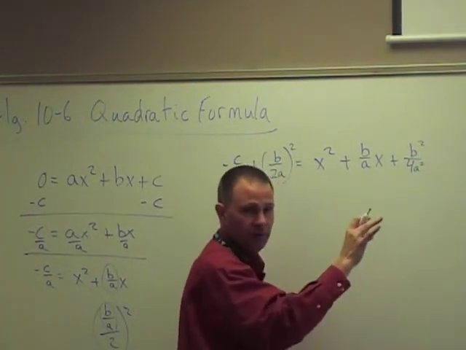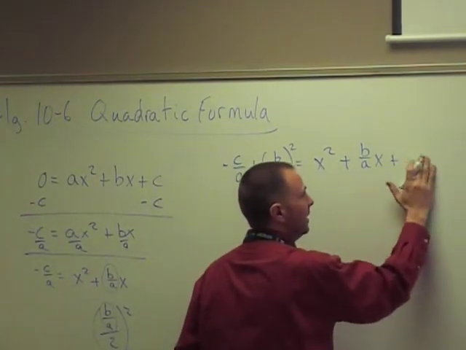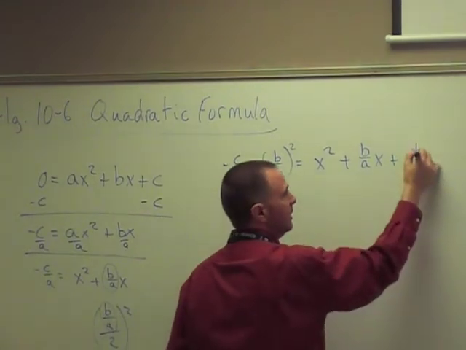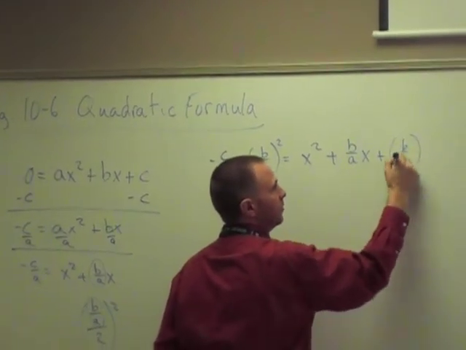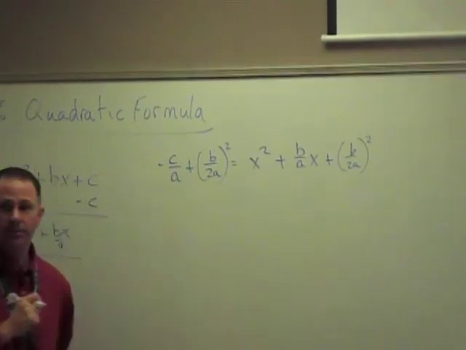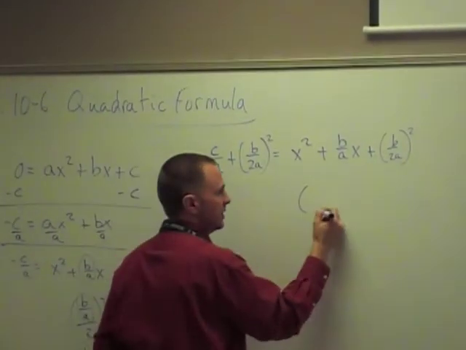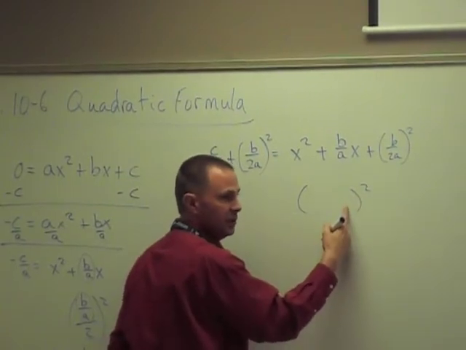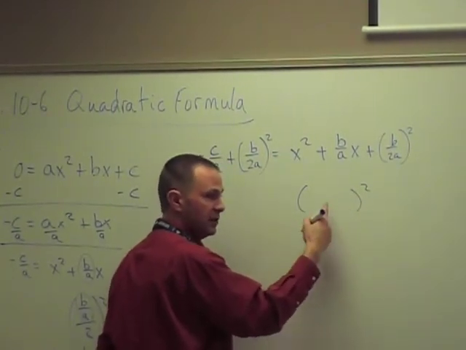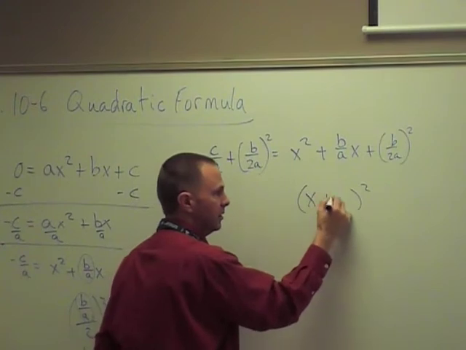Everybody just don't freak out yet, all right? Remember I said, when you put it in this position, leave it in the parentheses because you're going to square it, right? Why do we leave it in the parentheses? Because that's what gives you this position here when you factor it. So what does this factor to? X plus b over 2a.